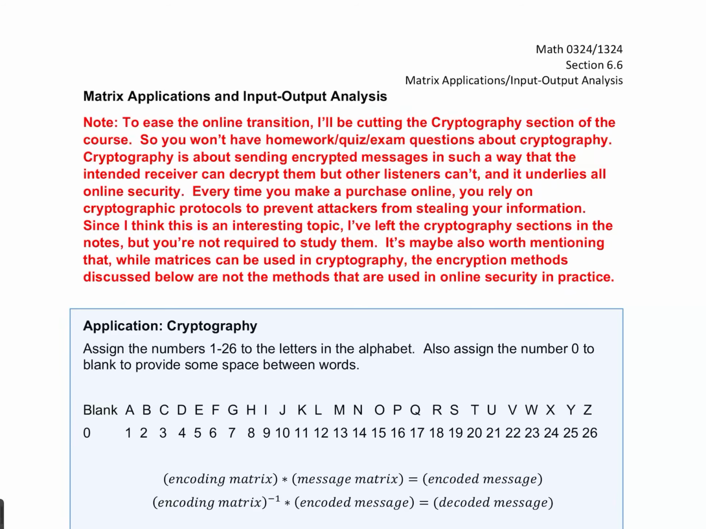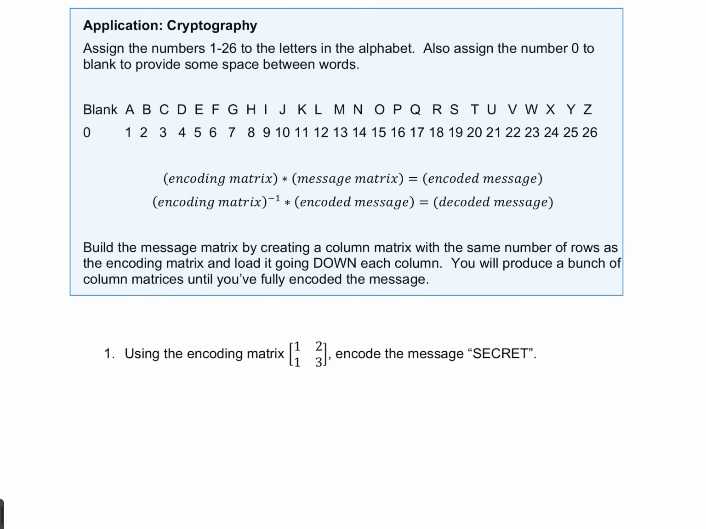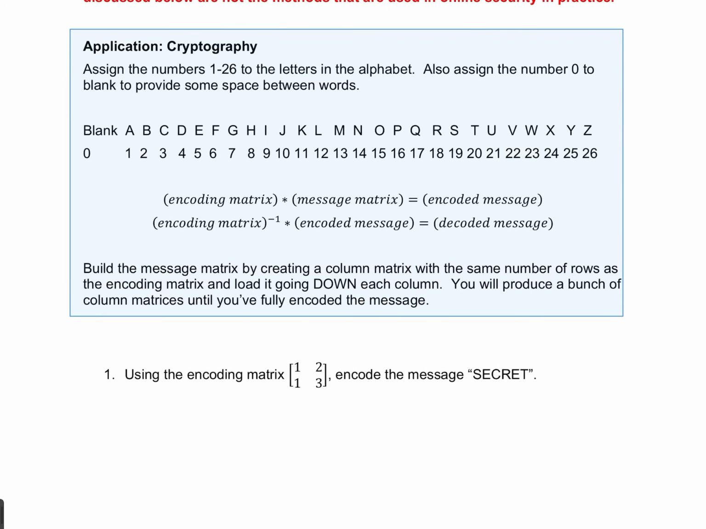The last set of notes in this unit is about some more applications of matrices. I have decided to cut the first application that appears in this set of notes, which is cryptography. It is a cool topic, and it's used everywhere. But like with matrices, we unfortunately don't really have time to even scratch the surface of that topic. So I think just to ease the online transition, I'm going to cut it from this class.